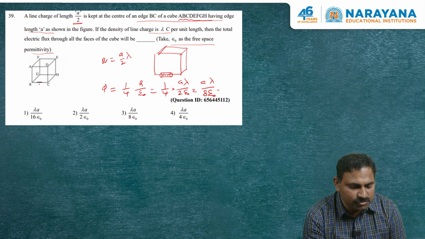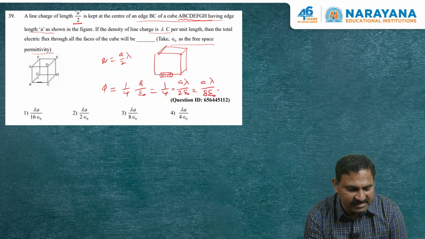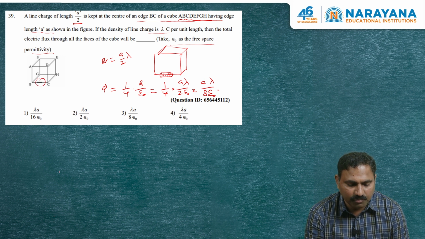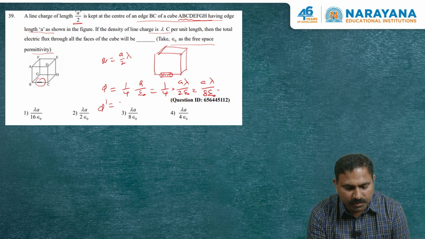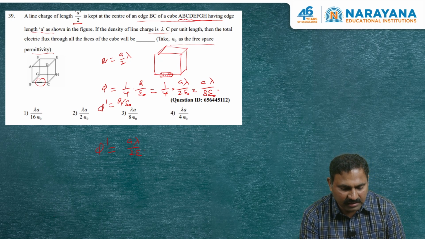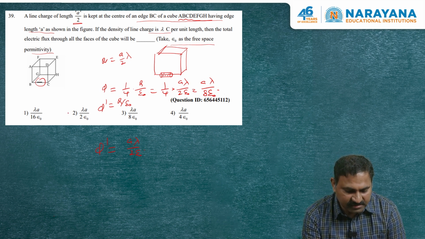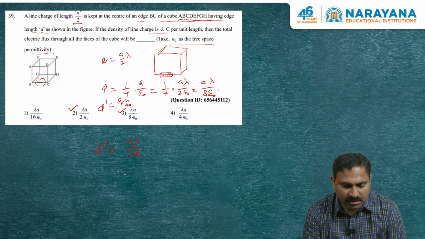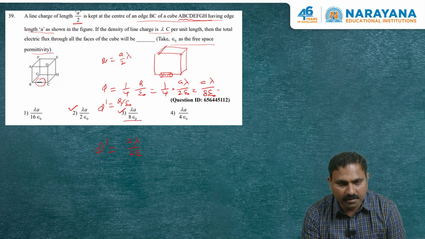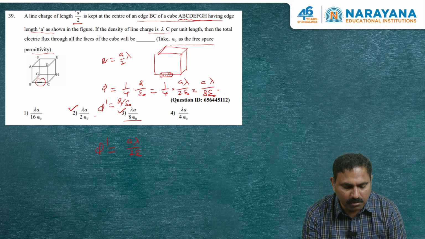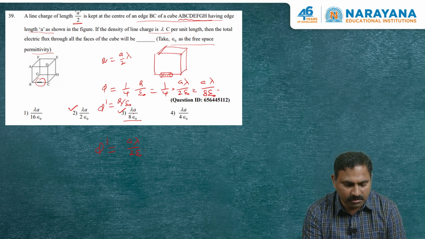But here it appears that a physical cube is given and the charge is completely kept inside the cube. In that case, total flux through all surfaces of the cube comes out to be total charge enclosed by epsilon naught. So in this case it will be lambda a by 2 epsilon naught. As the question is not clear, I hope they will give a double key for this, either second option or third option. NTA gave the key as third option, but it is better to go for a double key for this question. Let us go to the next question.